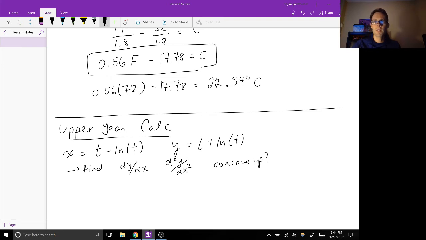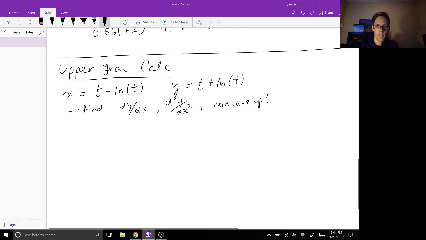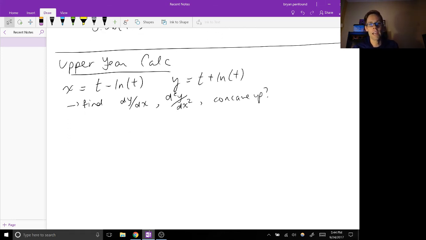So a couple of questions being asked here, given these two parametric equations. Parametric equations just allow us to convert back and forth between Cartesian coordinates and some other coordinate system. We want to find the derivative of y with respect to x. We want to find the second derivative of y with respect to x. And then it's curious about for what values of t our curve is going to be concave up.